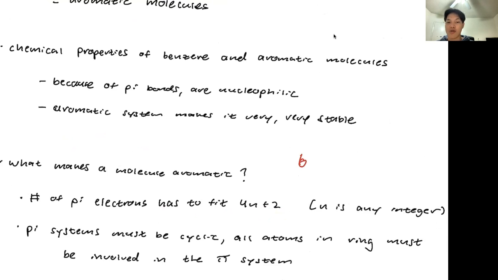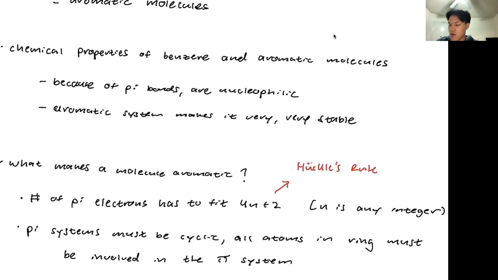If you plug in n equal to 1, you have 4 times 1 plus 2, which is equal to 6, right? But if you have 4 pi electrons, you can't put 1 because 1 would be 6. You can't put 2 because 4 times 2 is 8 plus 2 is 10. And if you put 0, it would be 4 times 0 plus 2, which is 2. So 4 does not cut it, okay? So this is called Huckel's rule. It's very famous.